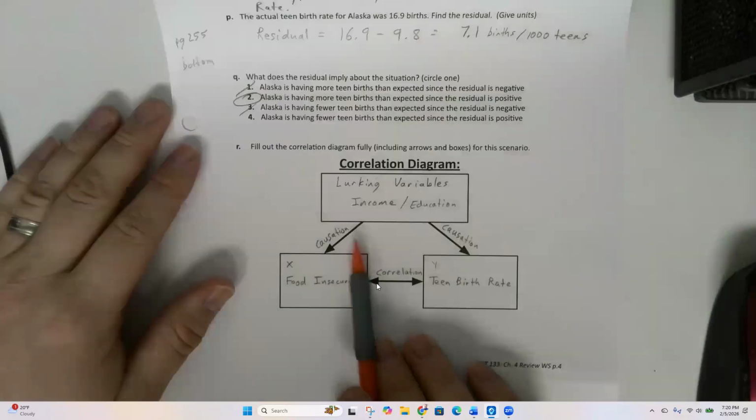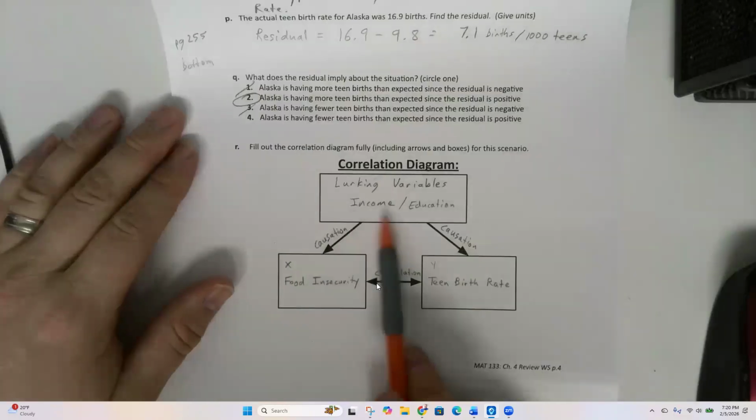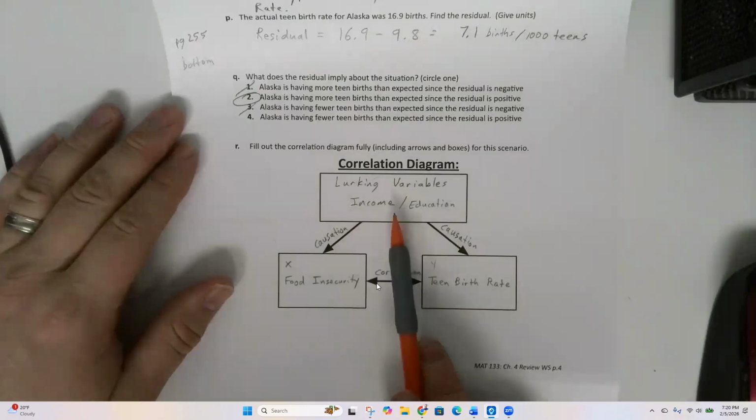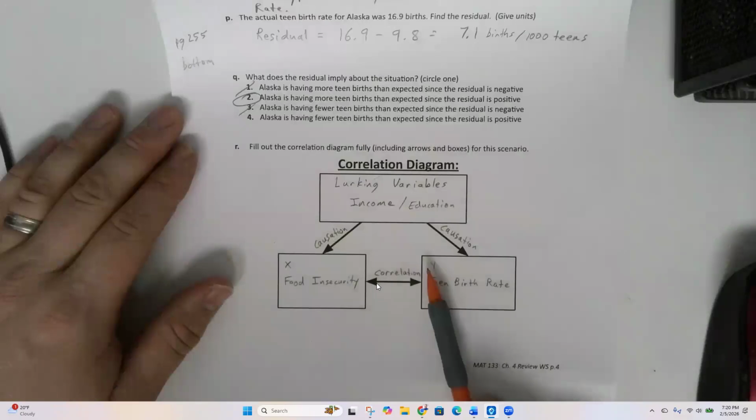Correlation is not causation because there are lurking variables. There are things that we haven't even talked about that are going to drive these two.